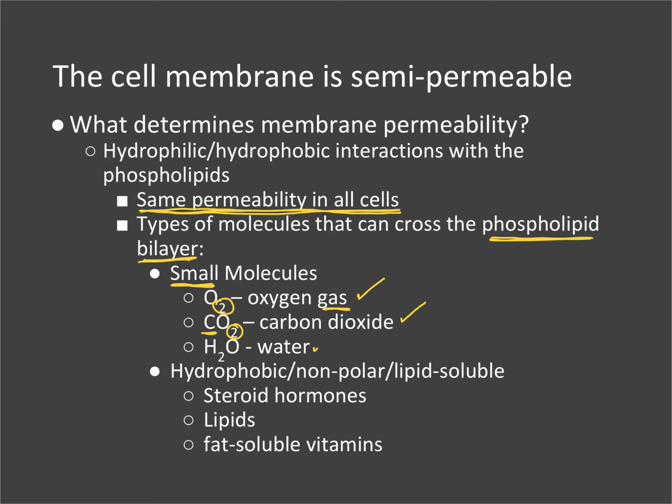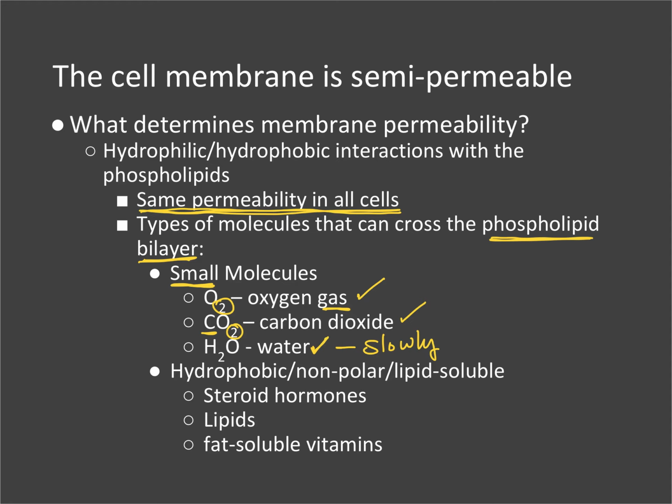Water can also cross the cell membrane on its own, but it does so fairly slowly. And so we'll actually talk a little bit about how even though water can cross on its own, there are some transport proteins that help to speed up the process. So we'll talk about that more when we talk about a process called osmosis.